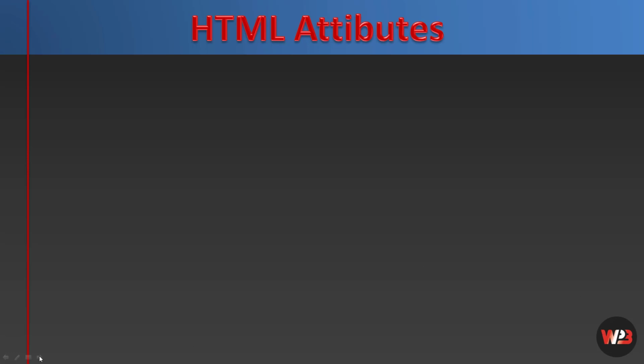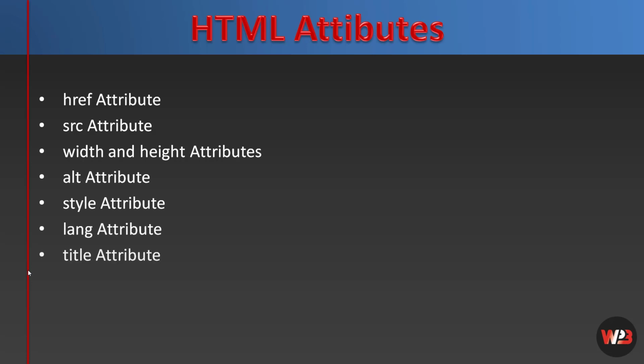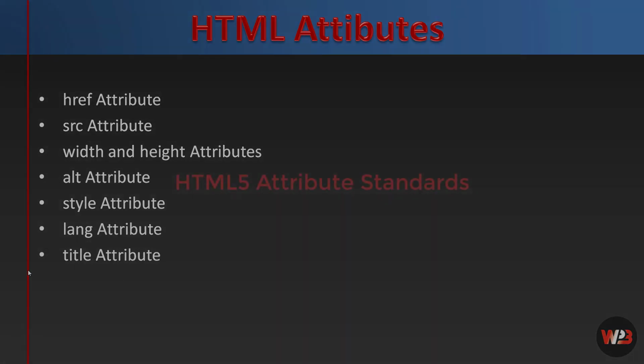In previous videos, we already went over and used some attributes. We went over the href attribute, the source attribute, the width and height attribute, the alt attribute, the style attribute, the language attribute, and the title attribute. In this video, I just want to go over some HTML5 standards regarding attributes.